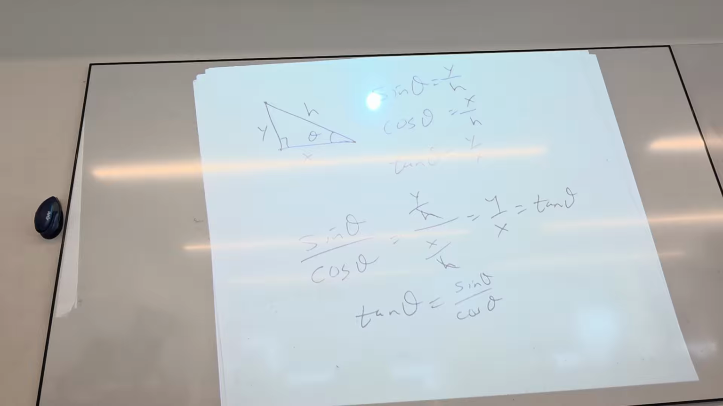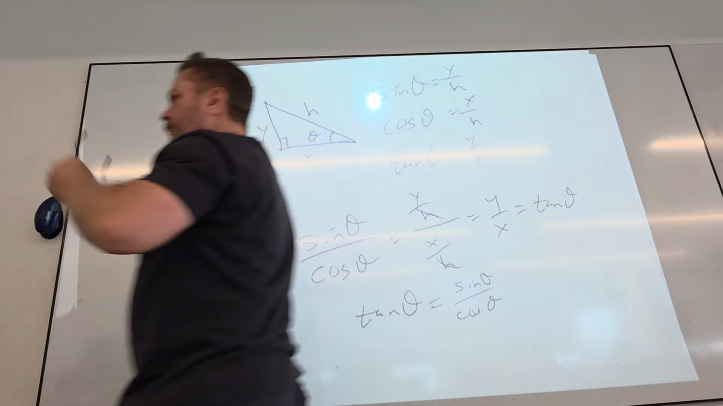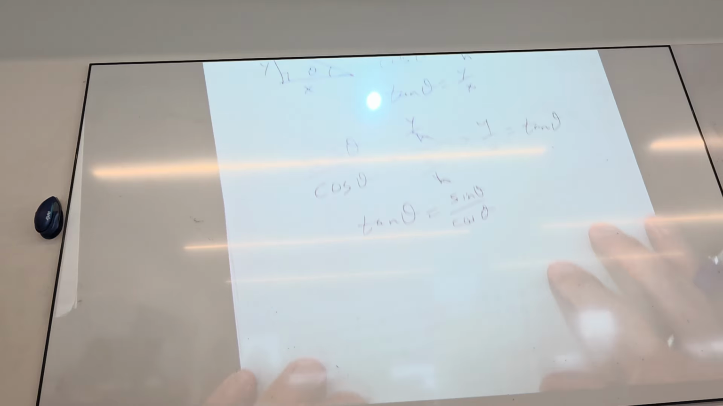So we'll get there. Let me stop for a minute. Is everybody kind of with me? What exactly are the sine, cosine, and tangent? Are they the angle or the area? What exactly are they?